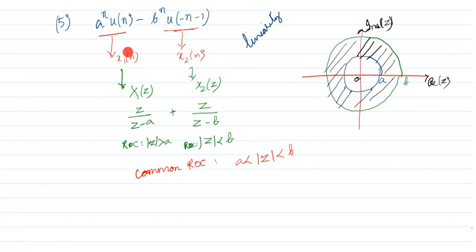X1 of z, x2 of z, the Z transform of x2 of n. What is the transform of a power n u of n? It is z by z minus a. And minus b power n u of minus n minus 1 is z by z minus b. For this, the ROC is, it's a causal signal.